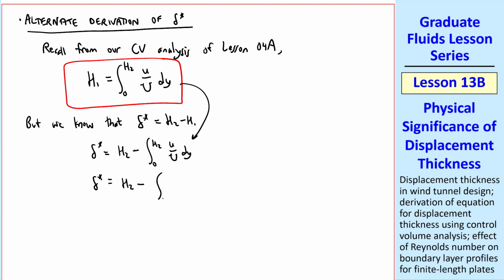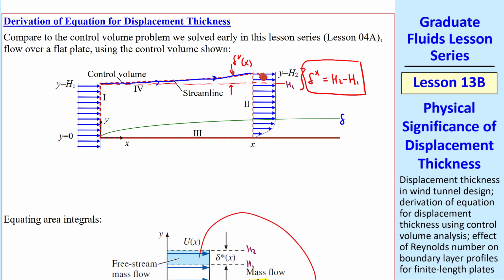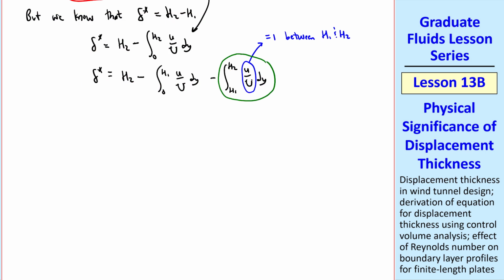But let's split this integral into two parts. We integrate from 0 to h1, and then we integrate the rest from h1 to h2. But u over U is 1 in the region between h1 and h2, as we see up here in our diagram, since we're above the boundary layer. So this integral becomes simply h2 minus h1, and our equation is rewritten as shown here.